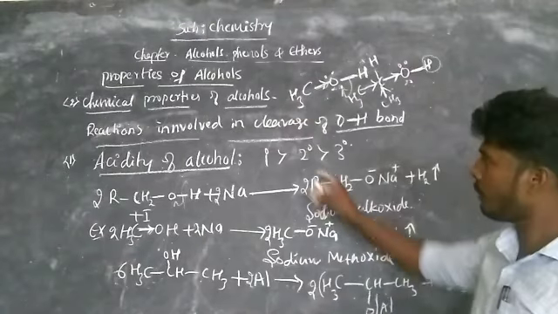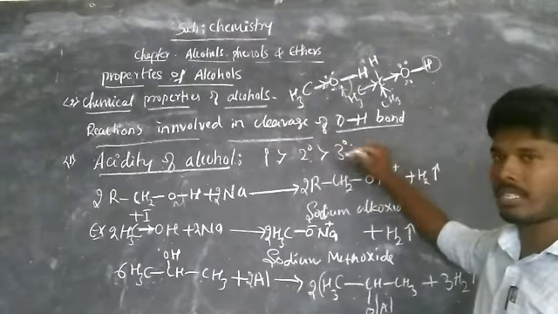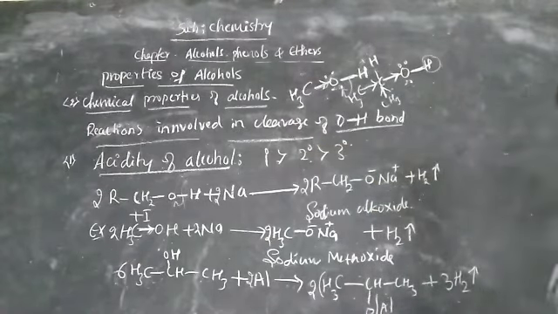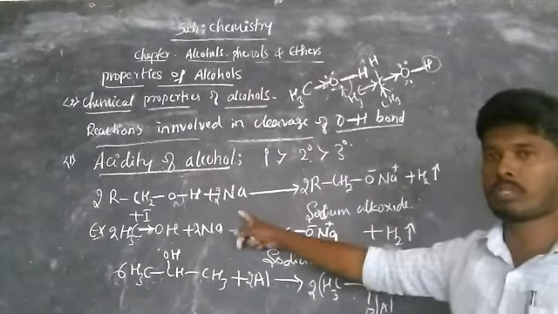Okay, therefore the primary alcohol is more acidic than secondary and tertiary. This is the acidic character that is determined by the alcohols' reaction with metal.